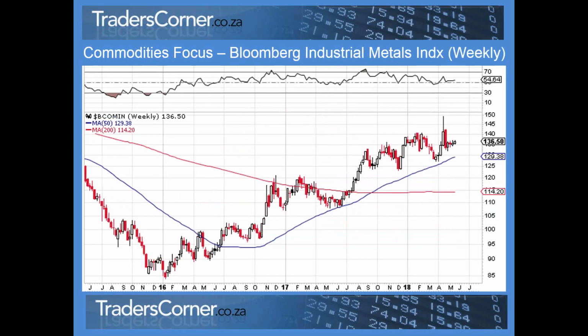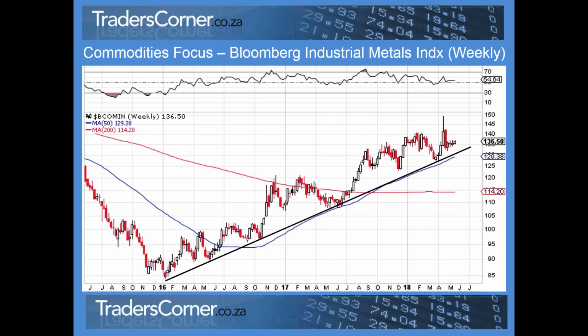I always mention this because it's a nice one to focus on. It doesn't contain any precious metals, doesn't contain things like oil. So it's all stuff like zinc and copper and those types of industrial metals, which are useful for analyzing a lot of the resources stocks on our market that are exposed to those types of commodities.